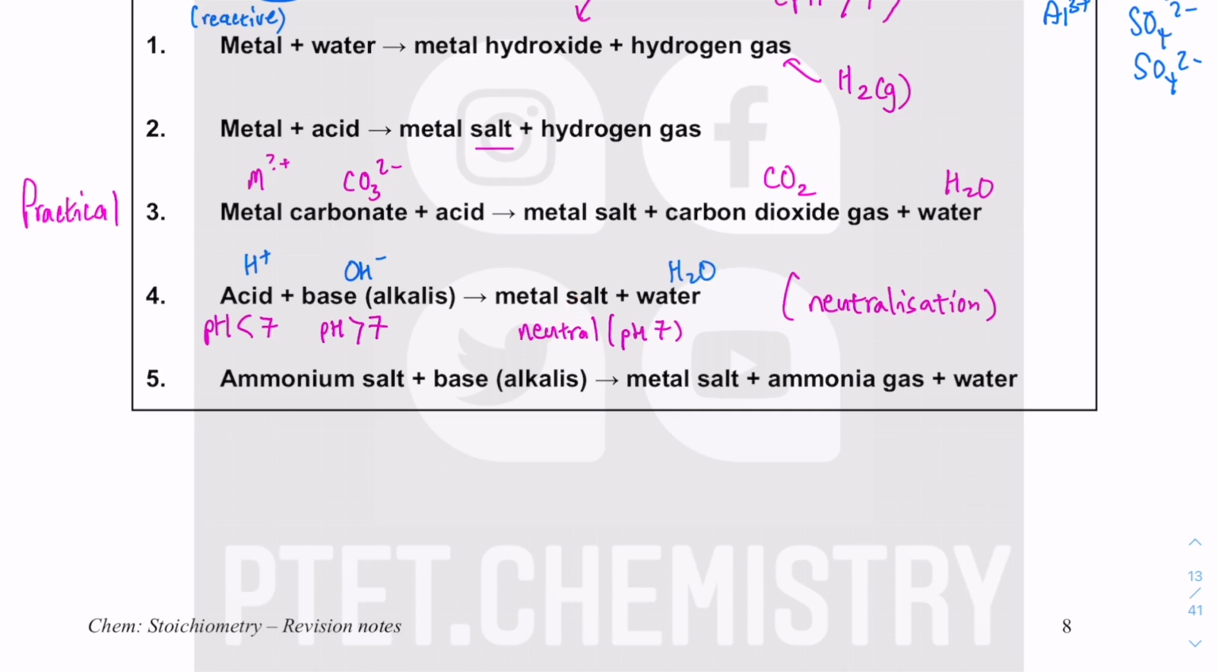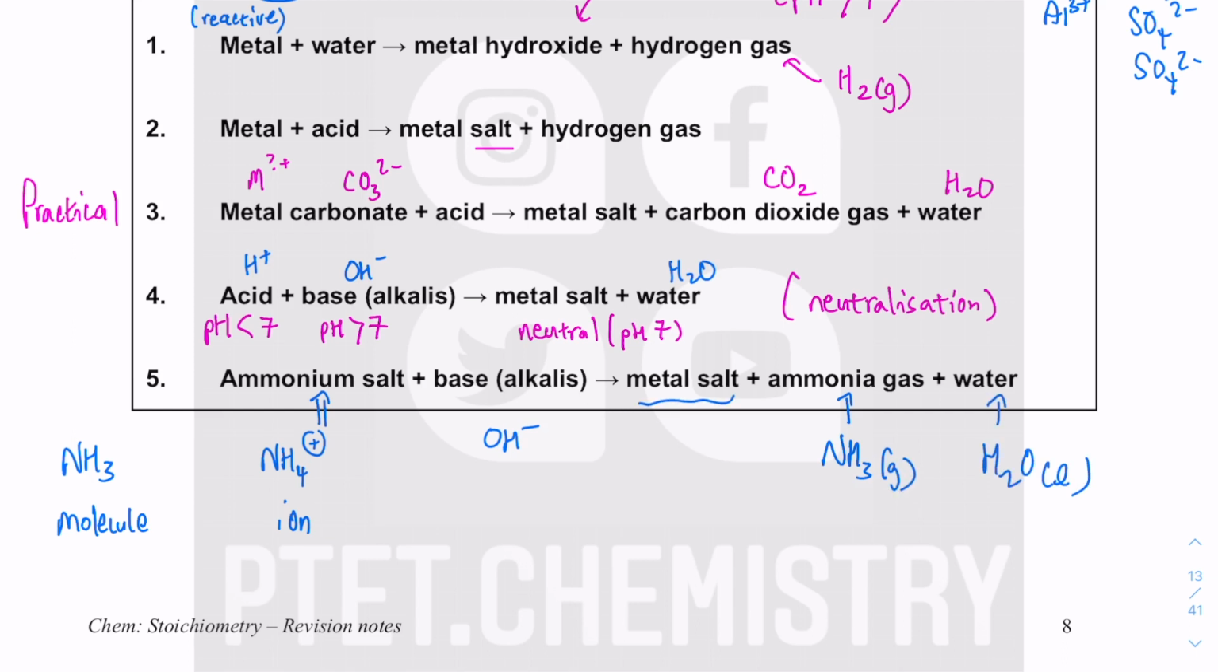Last but not least, when you have ammonium salt, ammonium is an ion, do not confuse this with ammonia molecule. Ammonia is a molecule with no charge. Ammonium is an ion with a +1 charge. You should be very, very familiar with these by now. Ammonia gas is NH3 gas. Water is H2O liquid. And this comes from the result of NH4 plus reacting with OH minus, and this will give you the NH3 and H2O.